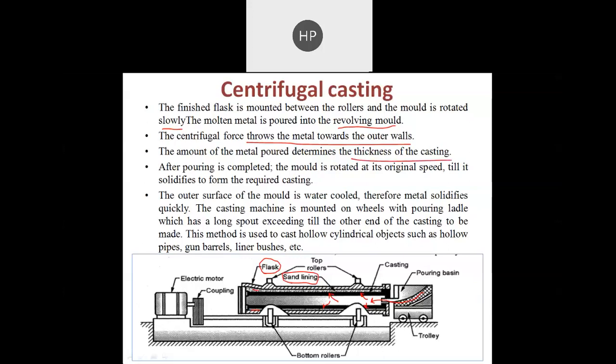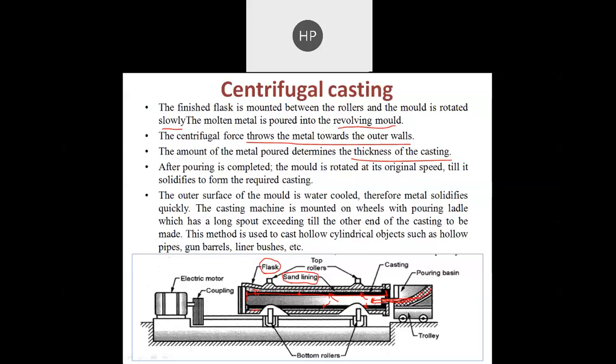Suppose we are making one pipe. What should be the thickness of the pipe wall? That is controlled by pouring the proper amount of molten metal, because we have a proper length, from here to here, an exact length, and we know exactly that we require a 2 mm or 5 mm thickness. Based on that, the required amount of molten metal should be poured inside the hollow cavity.